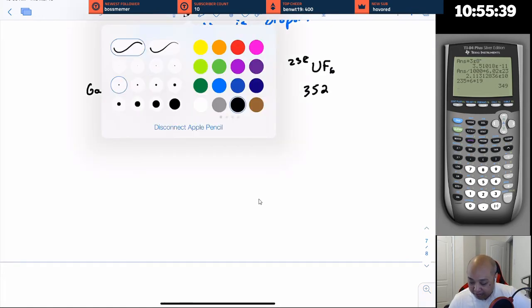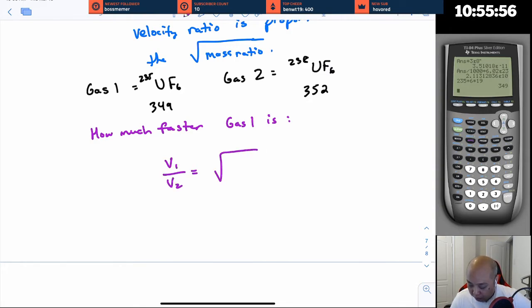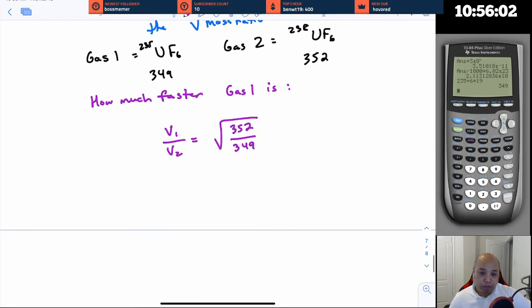So, if I wanted to find out how much faster gas 1 is, I would plug in these numbers. I would say V1 over V2 is equal to the square root of gas 2, which is 352, over 349. So 352 divided by 349, and then square root that, it is 1.004 times faster.